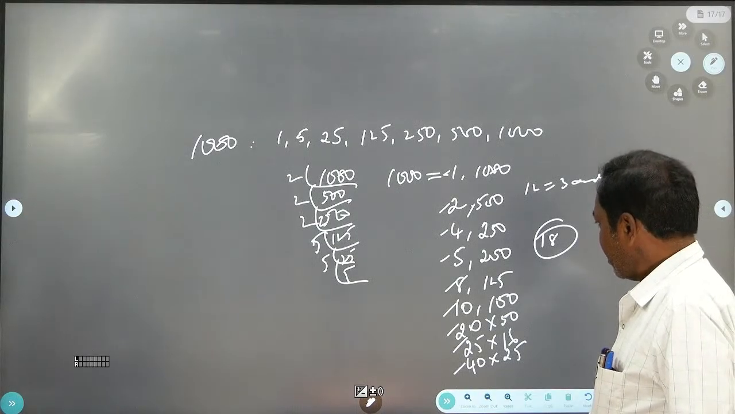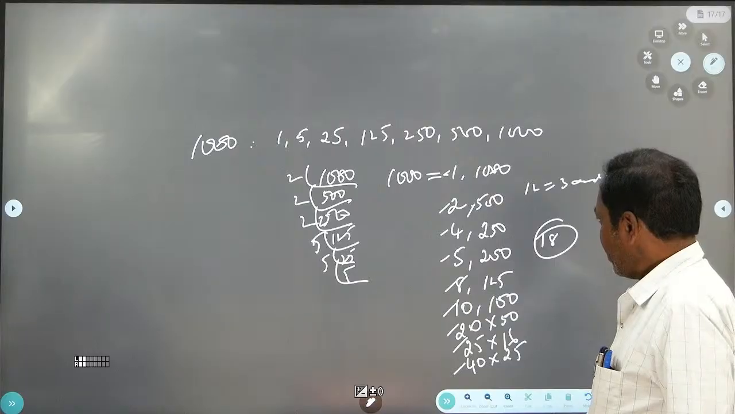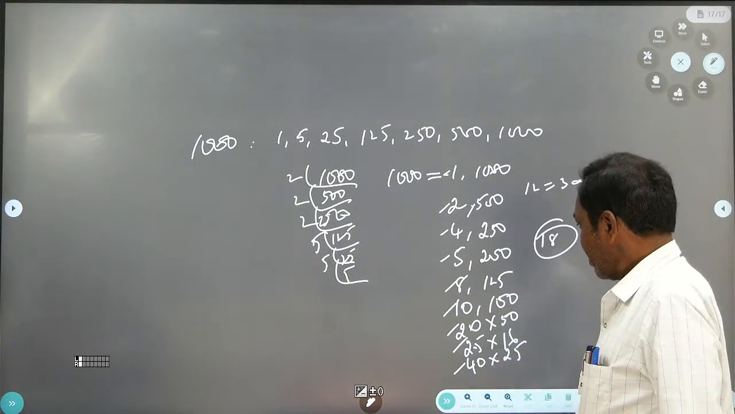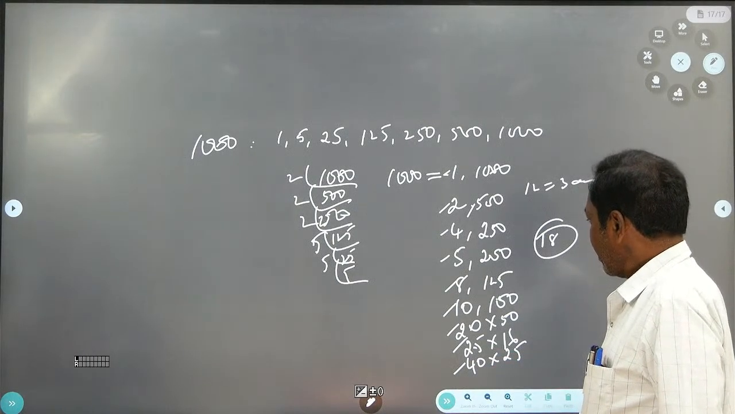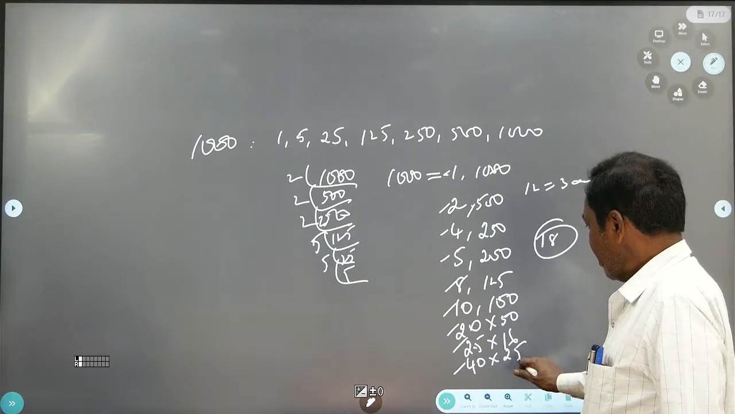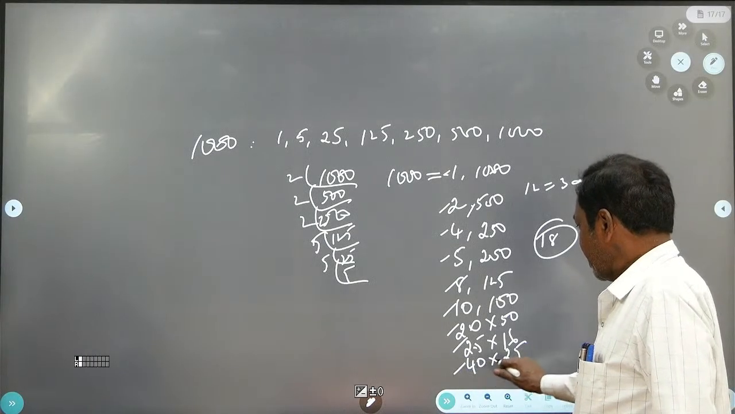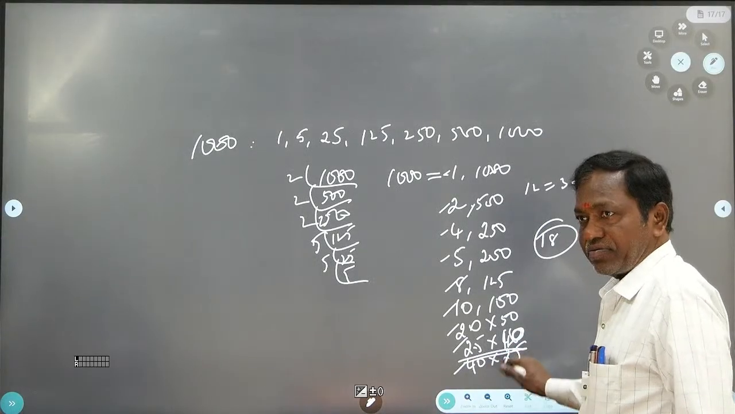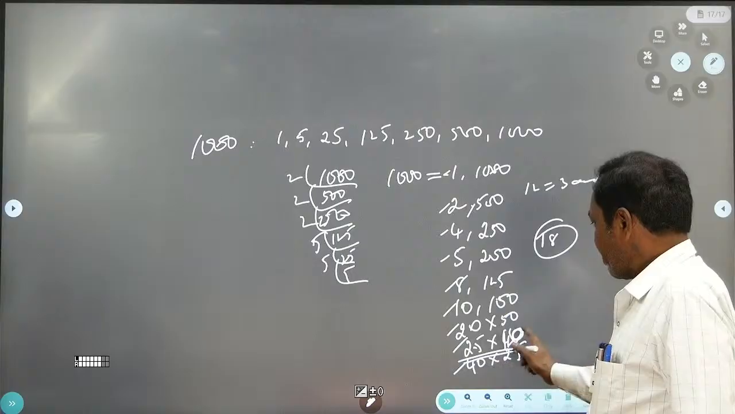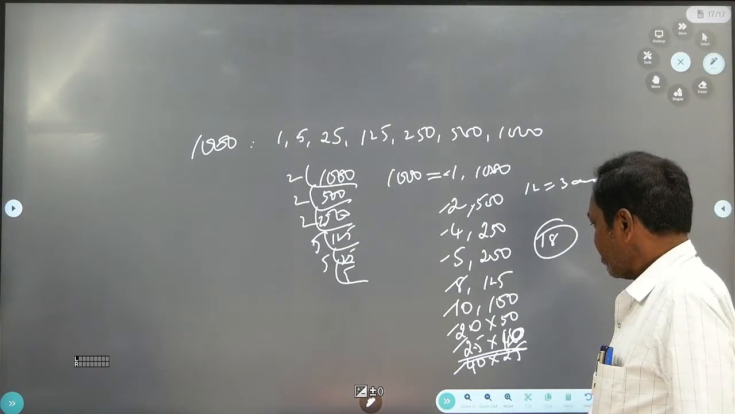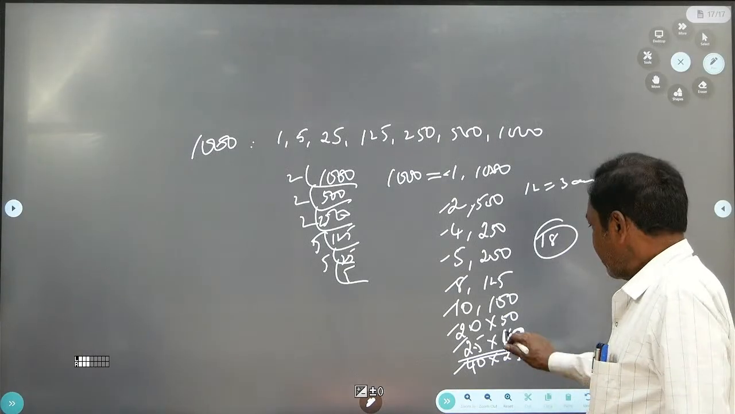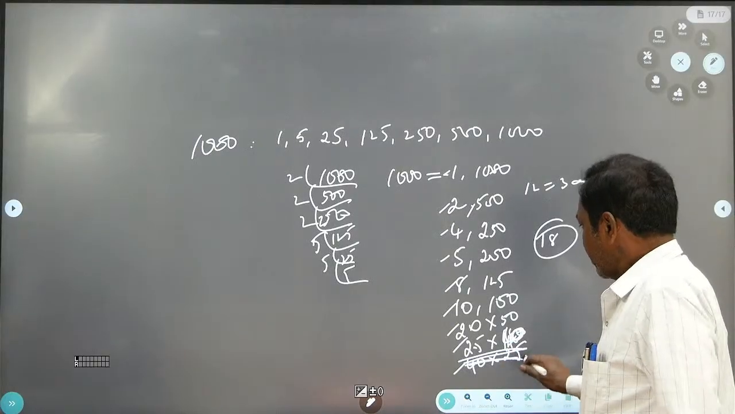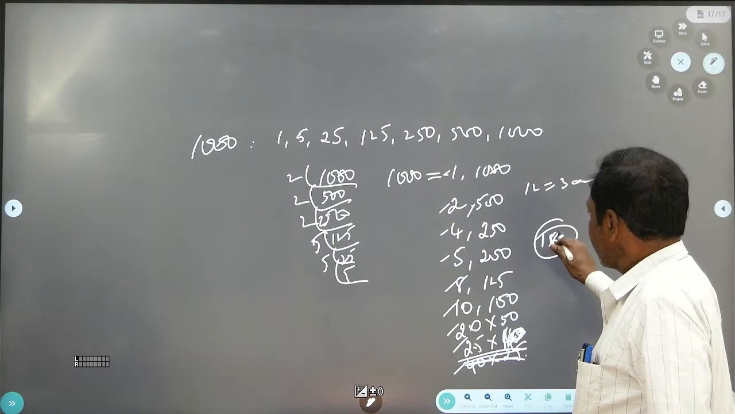Which one? 25, 2 times 200. 25, 25. This is 25. Again also 25 here. Yes. That's why I think this should be 40. This is not correct. 25 into 40, not 16. This is 40. See how many are there now? 16. 16.